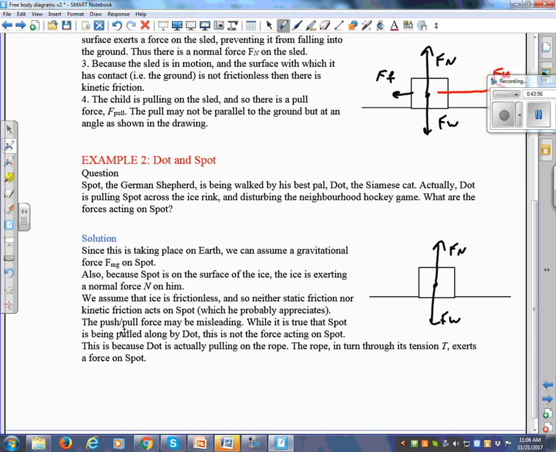The push-pull force may be misleading. While it's true that Spot is being pulled along by Dot, this is not the force acting on Spot, because Dot is pulling on the rope, and it's the rope that's pulling on the dog. So instead of an applied force, it's really a tension force, FT. I don't care about that. We just know there's some force pulling on the dog. I'm okay with labeling that FA. I really don't see what the big deal is there, especially when we're trying to solve a numerical problem.